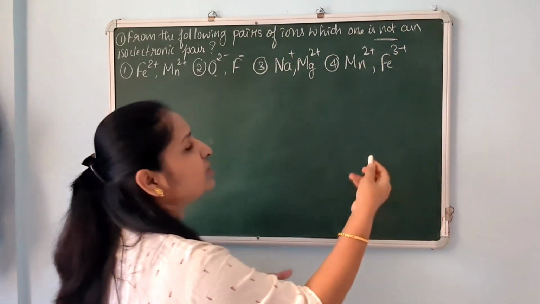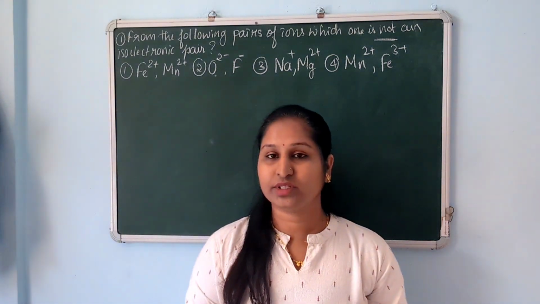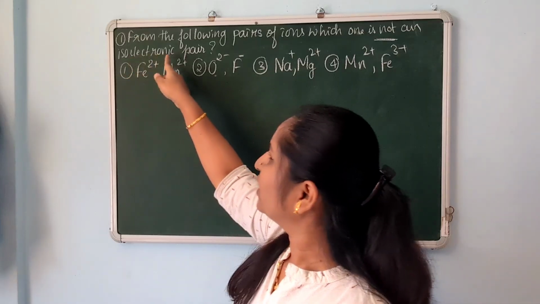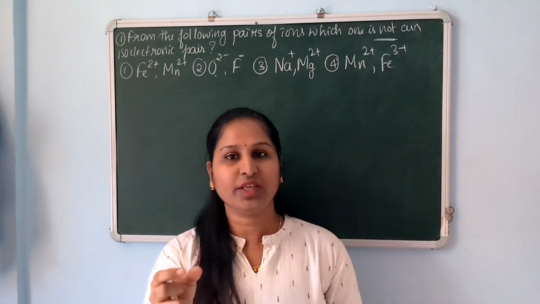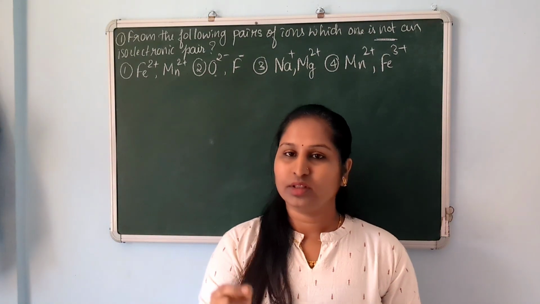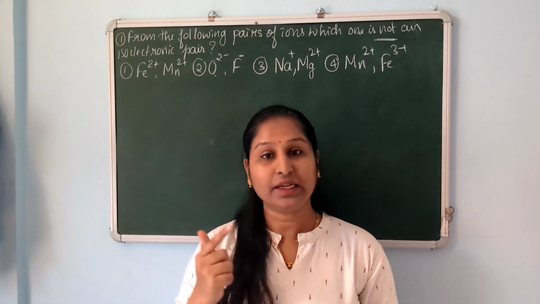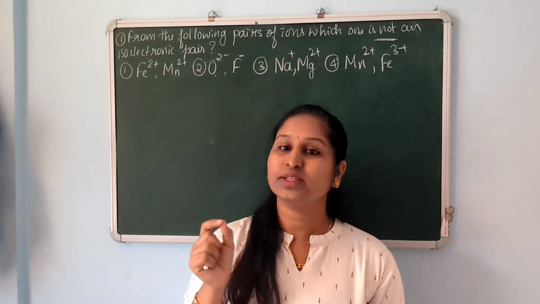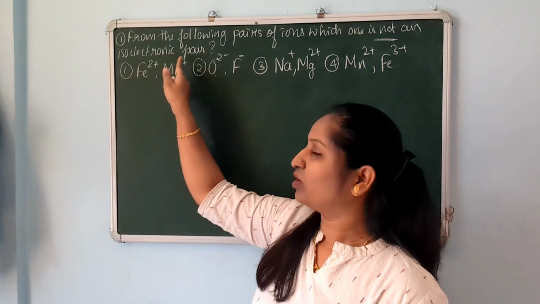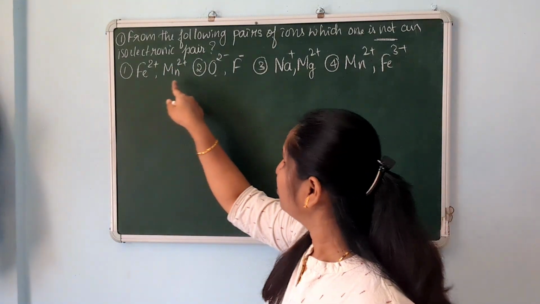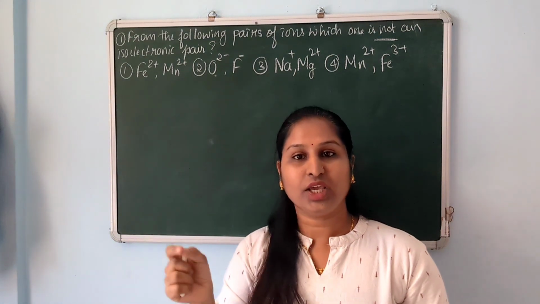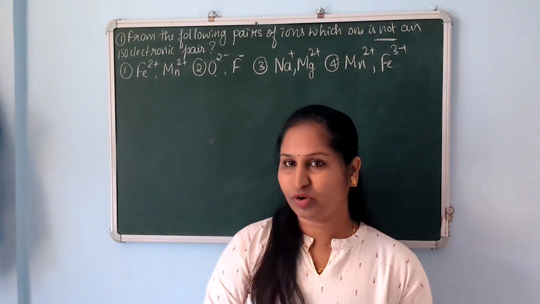Sometimes we will think which is an isoelectronic species, so that mistake should not be happening. Now, what do you mean by isoelectronic species? Iso means same, electronic means electron. So the molecules, ions or atoms that contain the same number of electrons are called an isoelectronic pair. Among the four options here, we have to find the pair that does not contain the same number of electrons.